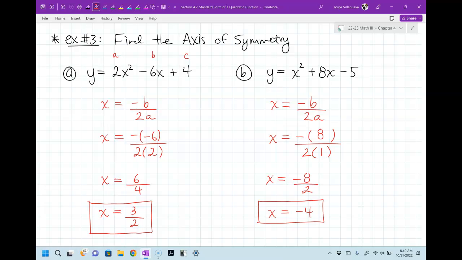So the hardest part about doing work with quadratic functions in standard form is when they ask you to find the vertex. That's usually the hardest part, because you're going to have to do what we just did, and then you're going to plug it into the equation and solve for y. Not that that's extremely hard, but the hardest problems are always about finding the vertex. So let me help you with one or two of those.